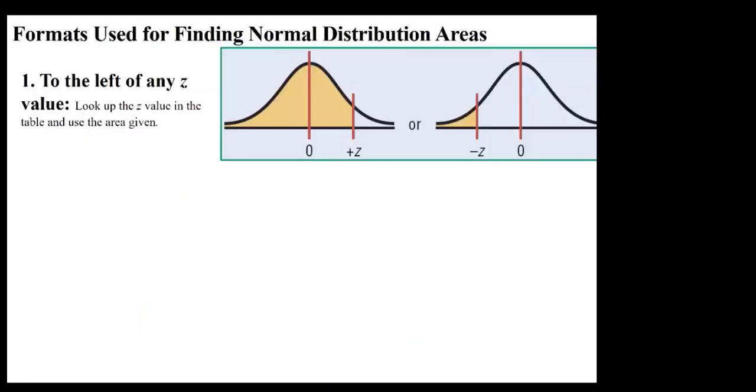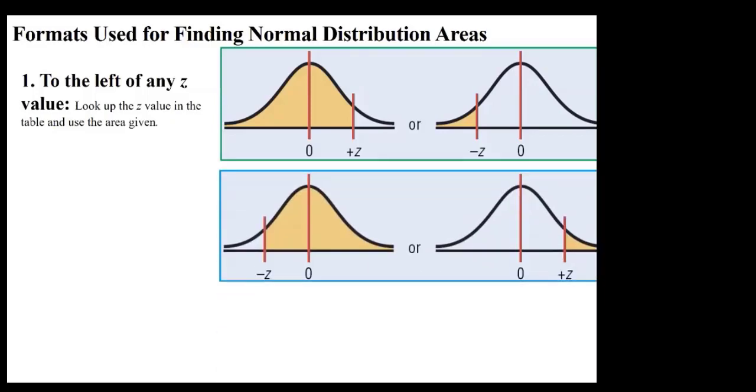To the left of a Z value, we can look up a Z value in the table and use the area given. Now, the Z-score may be negative or positive. Again, I can't emphasize this enough. Let's say a student has a negative Z-score on their first exam. It doesn't mean the exam score is negative. It's just that the exam score is below the average. Or a Z-score of 2 means it's 2 standard deviations above the average.